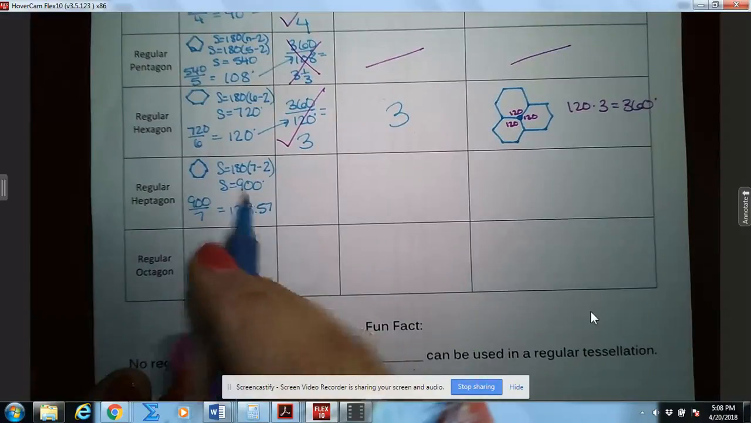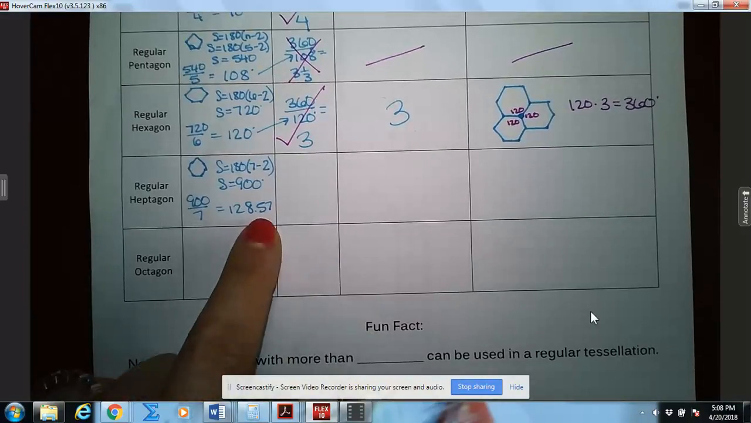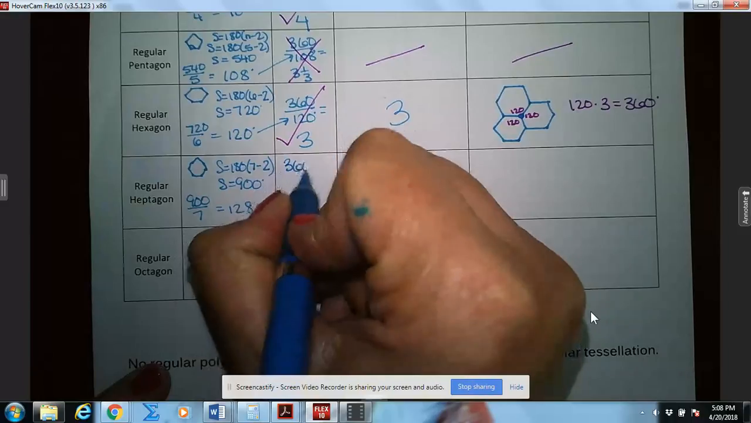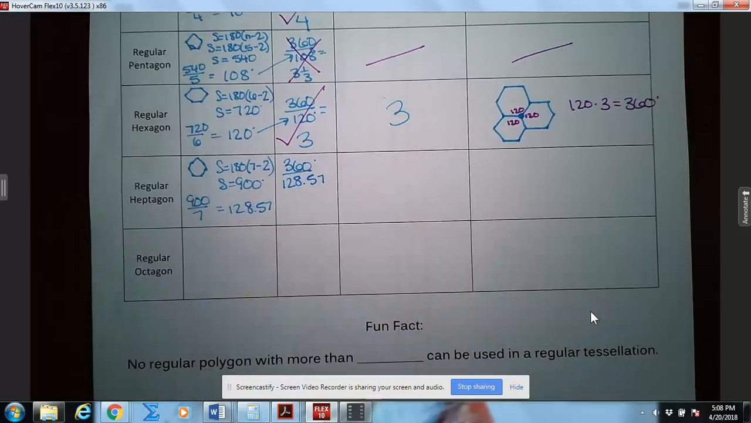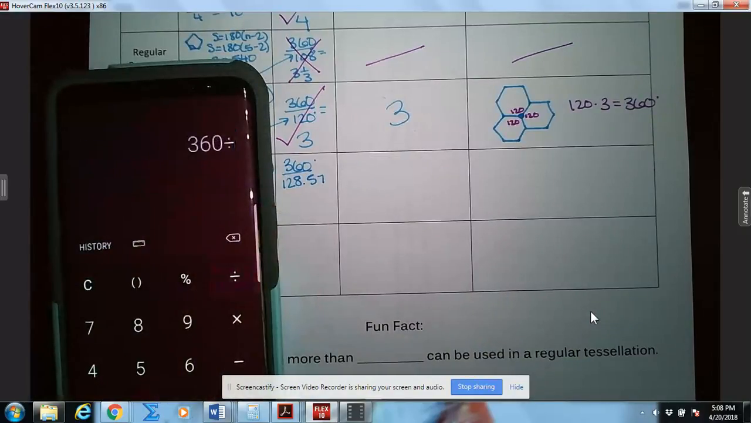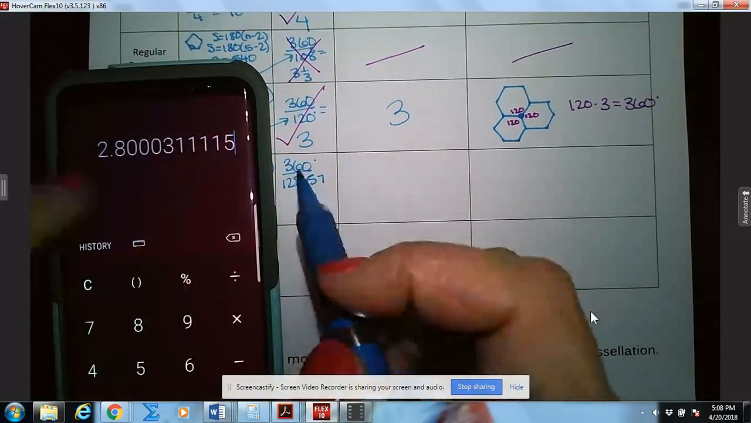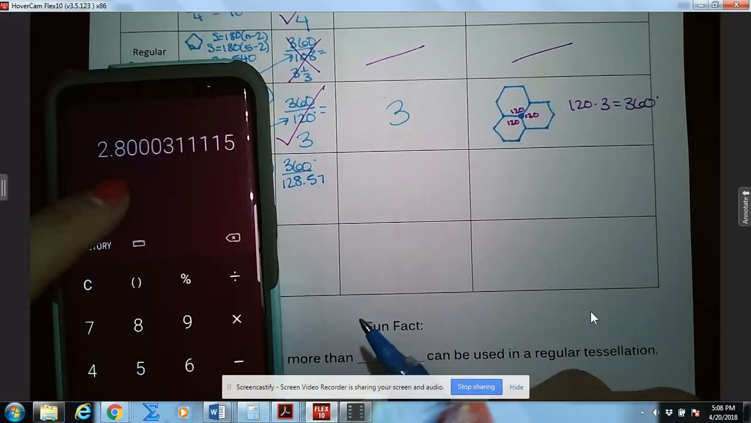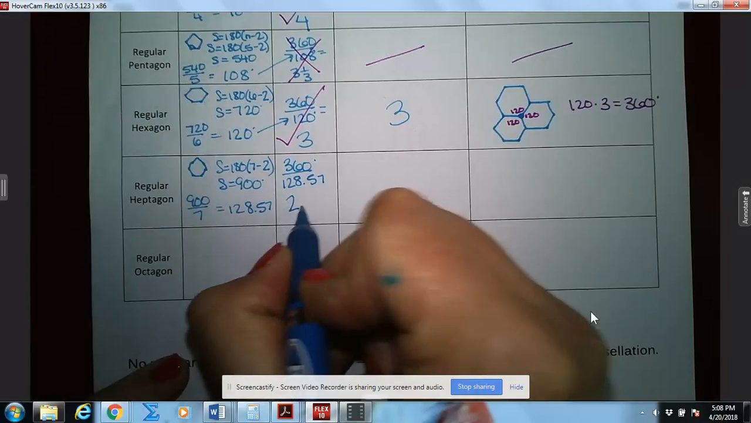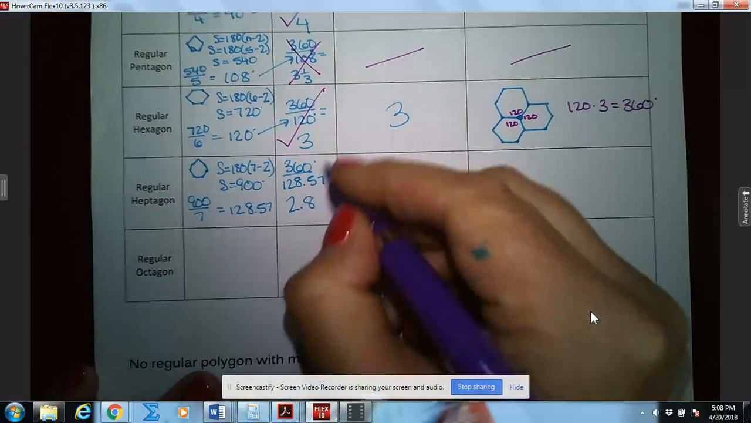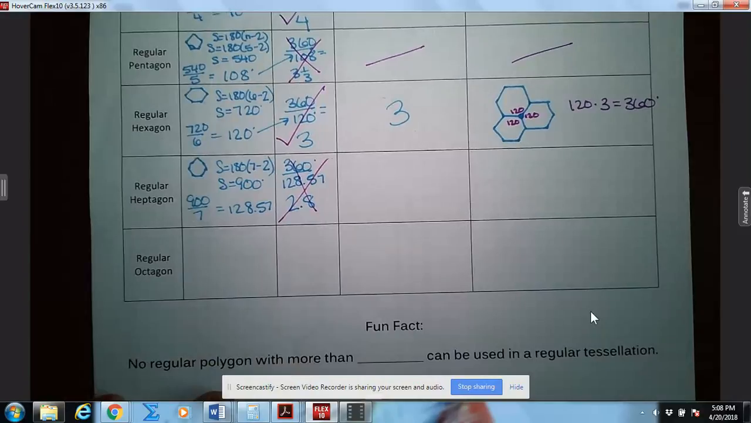Okay? So we can't have 57 hundredths of a shape. If we try to find out if that's a factor and we divide 360 by that value, 128.57, it gives us 2.8. We can't have 0.8 of a shape and it still be a regular tessellation. So this is absolutely not a tessellated figure.